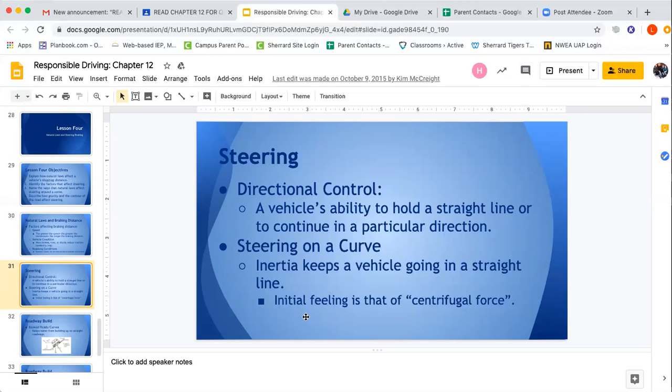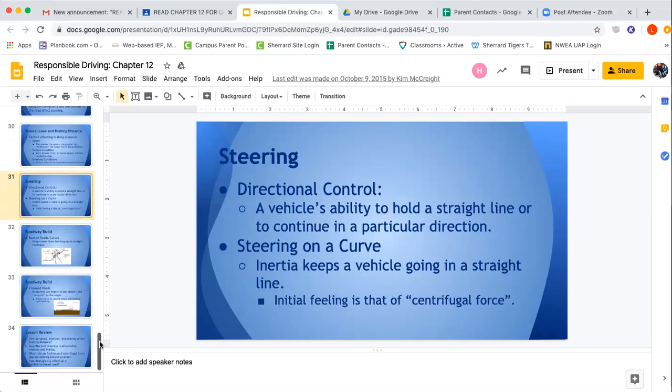She has in here, initial feeling is that of centrifugal force. So naturally, as she said before, if everything's aligned right in your vehicle, it's going to go sort of in a straight line, maybe veer a little bit left or right, but in order to maintain steering, especially around a curve, you have to move that steering wheel.